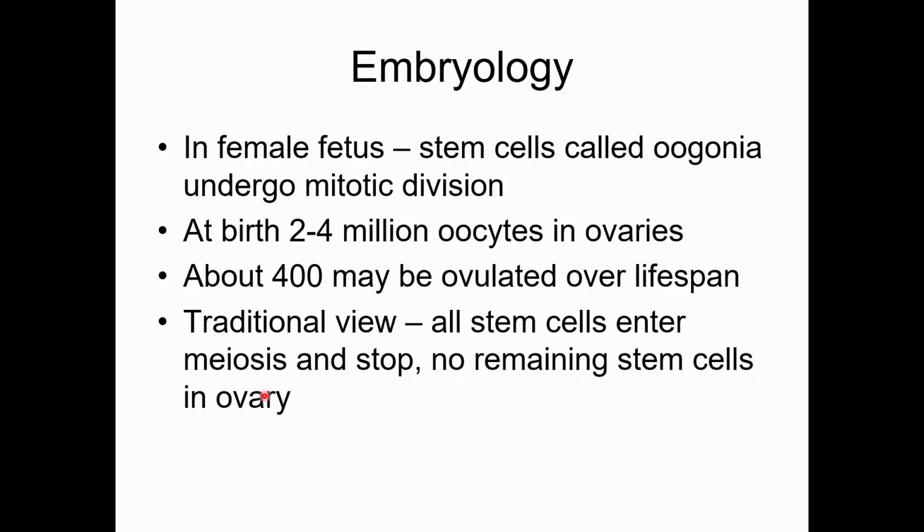The traditional view has been that all the stem cells enter meiosis and stop, so that there are no remaining stem cells in the ovary. Remember, the male always has a supply of stem cells, so males can theoretically reproduce the rest of their lives. Females don't do that. However, some stem cells have been found in the ovaries. Now, what that means in terms of reproduction, I don't know. And if the presence of those stem cells can be used to treat, say, infertility at some point, that remains to be seen. I'm just letting you know that perhaps not all the stem cells enter meiosis.